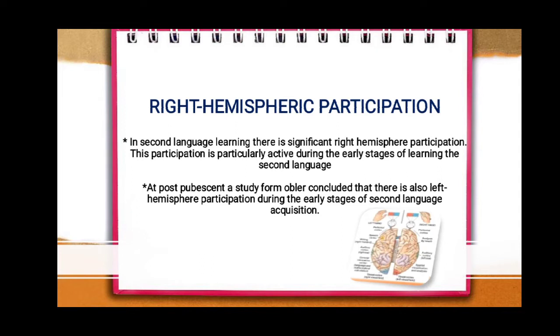In second language learning, there is significant right hemispheric participation. This participation is particularly active during the early stage of learning the second language. A post-pubescent study from Obler concluded that there is also left hemisphere participation during the early stages of second language acquisition. This means that during the learning process of a second language, the right hemisphere of the brain is more functional, or more active, than the left.